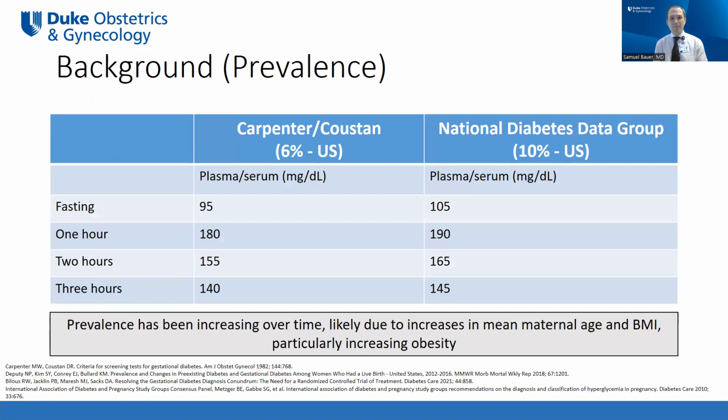Just as some background, if we think about prevalence of this condition, the traditional Carpenter-Coustan criteria are noted here, and that prevalence is around 6% or so in the United States, and a little higher when you use the National Diabetes Data Group criteria. This prevalence is continuing to increase year after year, mainly we think because of advanced maternal age, as well as BMI, as obesity continues to be prevalent in our populations.